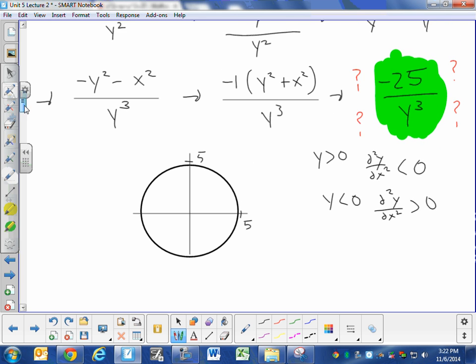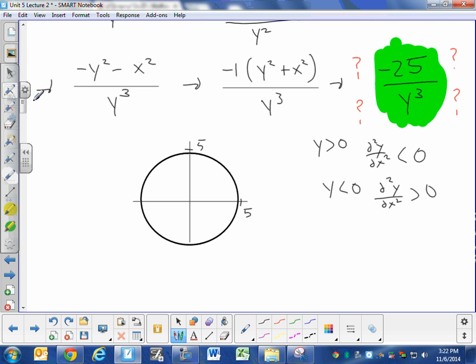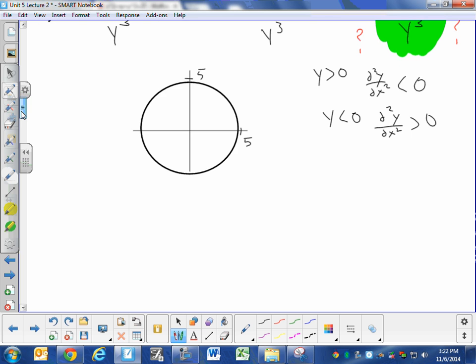So that was cool. That's why we want to simplify. Sometimes it helps us see things about our original graph. Questions?